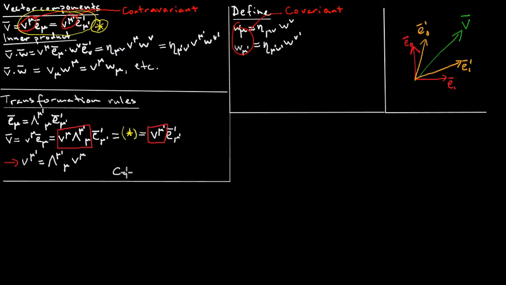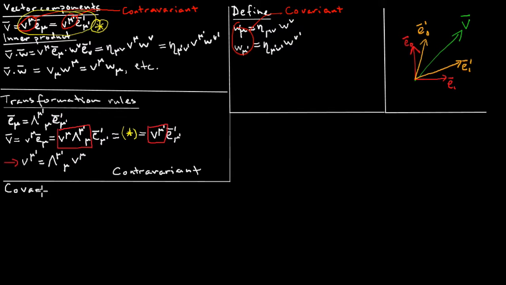This is called a contravariant transformation due to the fact that the coefficients v^μ transform in the opposite way from the basis vectors. Remember that in the transformation of the basis, the primed basis vector appeared at the same side as the Λ, and the primed indices were summed over, while the opposite is true for the contravariant vector components.